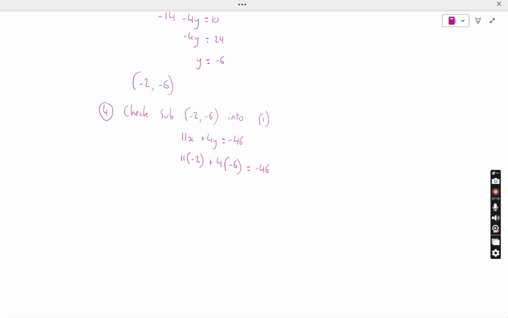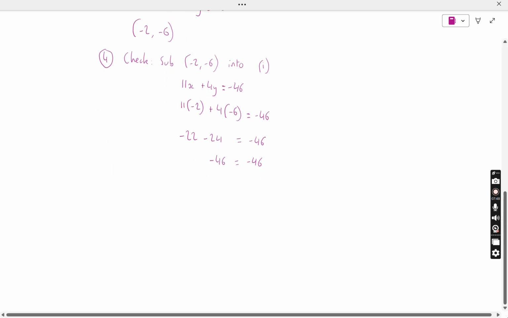11 times negative 2 is negative 22, and a positive 4 times a negative 6 is negative 24. Negative 22 minus 24 is negative 46. So we're going to have negative 46 equals negative 46. Now the solution is verified, so we need to just write that out.